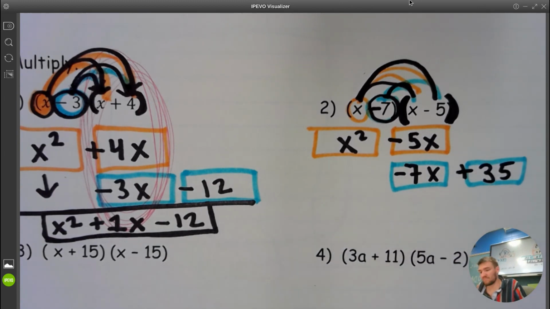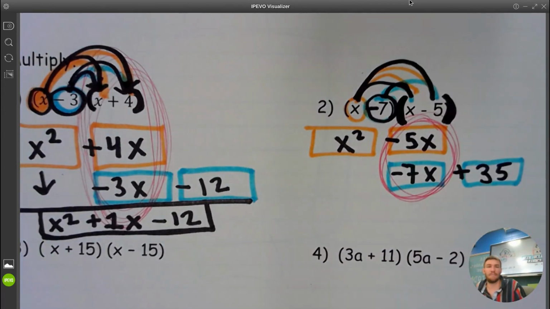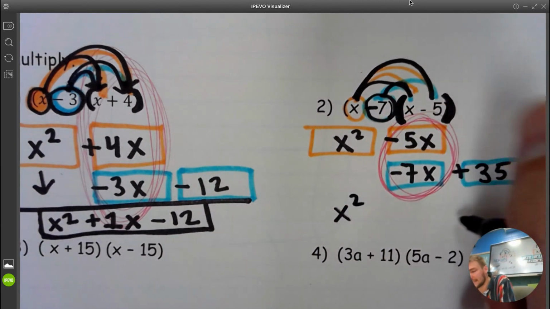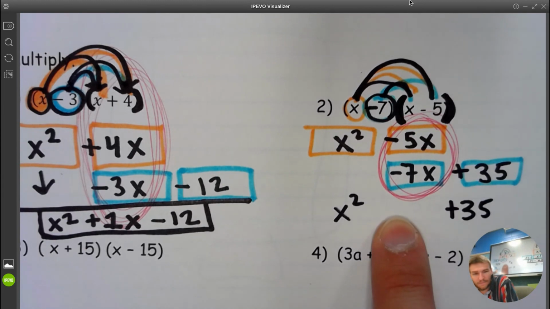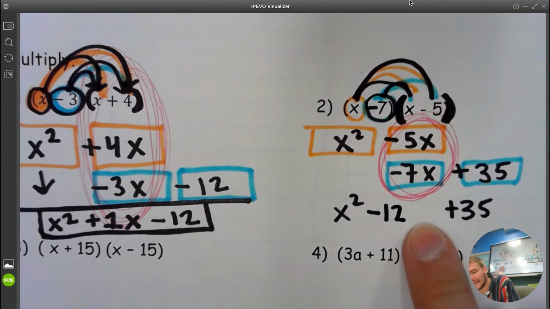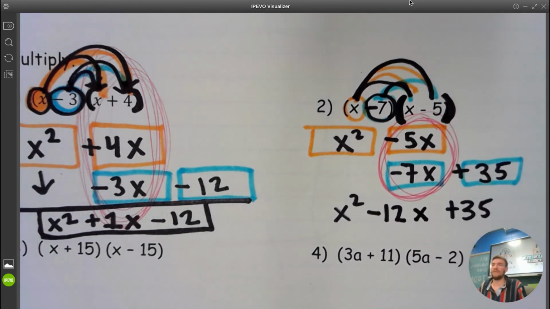All right. We can pretty much finish this question by combining like terms on those middle two. It's going to be x squared, plus 35. And what goes in the middle here? Negative 12. Nice job. How many x's? 1x. Just 1. Okay. We did 2 questions.